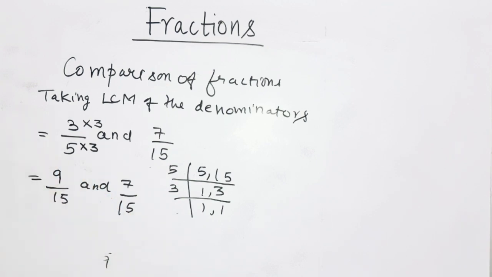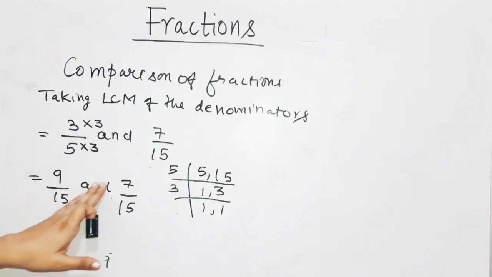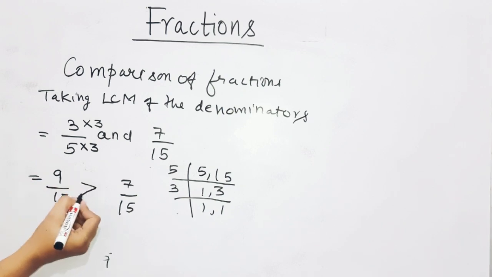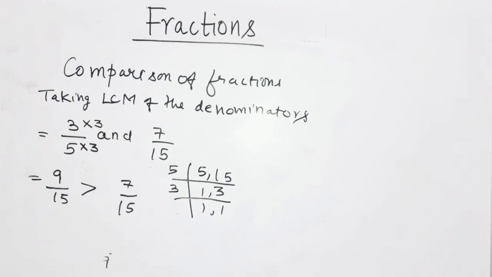Now the denominators are same. Now can you compare? Obviously this is having a greater numerator, that means this fraction is greater. Which one is greater? 9 upon 15 is greater than 7 upon 15. I am going to take one more example so that you understand well. So please pay attention, students. So students, now I am going to take one more example.